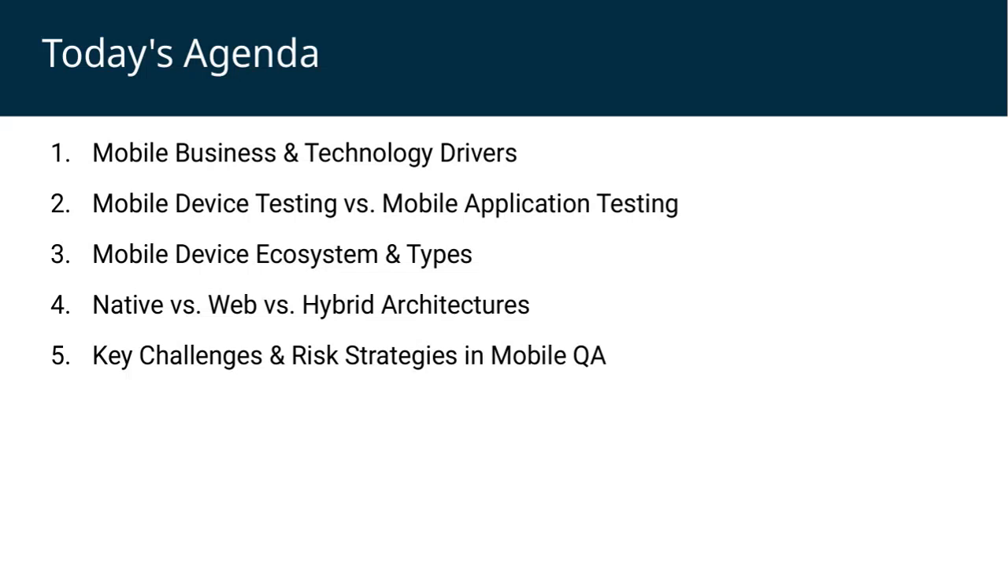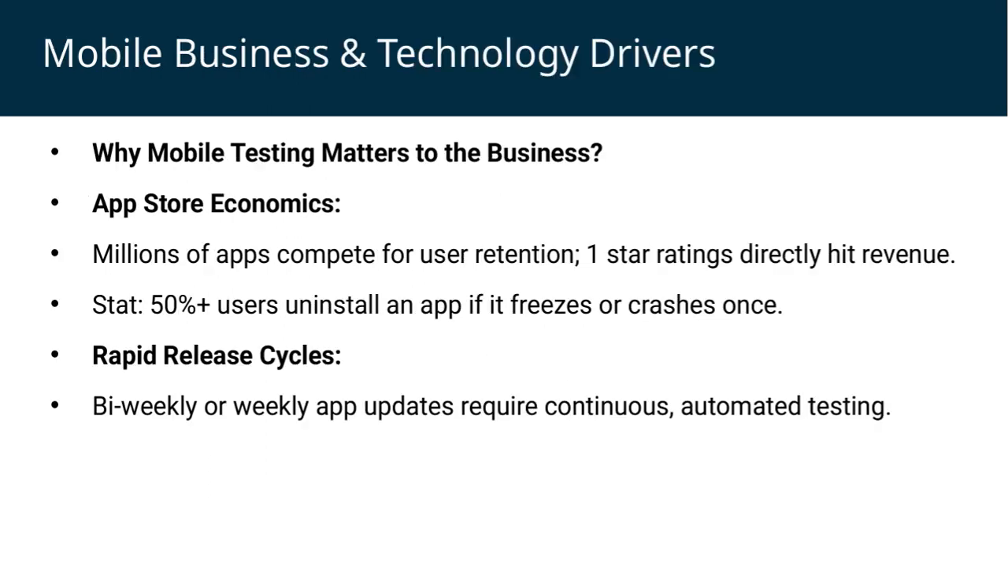Today, we're diving into the world of mobile business and technology. We'll start by exploring the difference between testing mobile devices and testing mobile applications, two areas that often get mixed up. Then, we'll look at the mobile device ecosystem and the various types out there. Next, we'll break down native, web, and hybrid app architectures. Finally, we'll tackle the key challenges in mobile quality assurance and the strategies to manage risk. That's the roadmap for today's session.